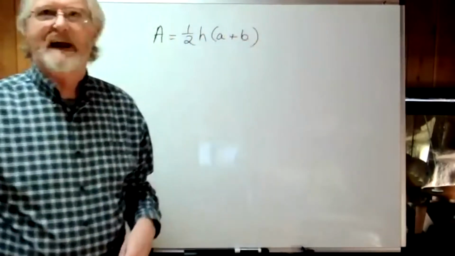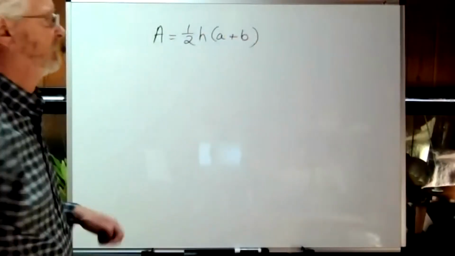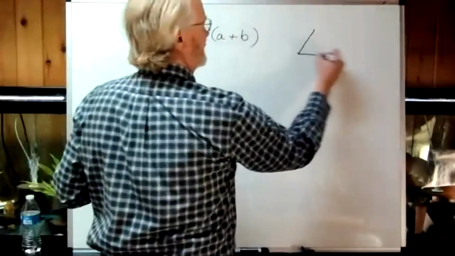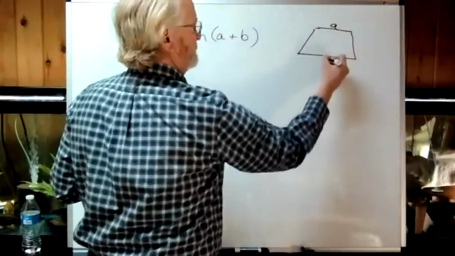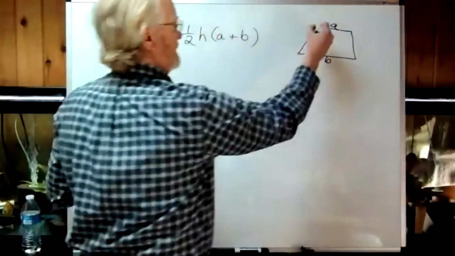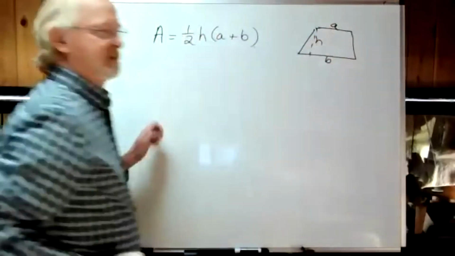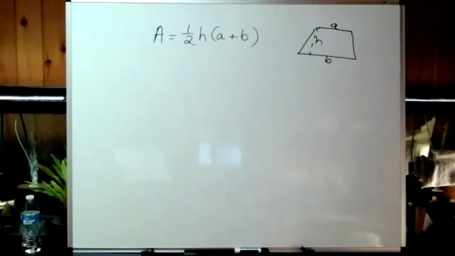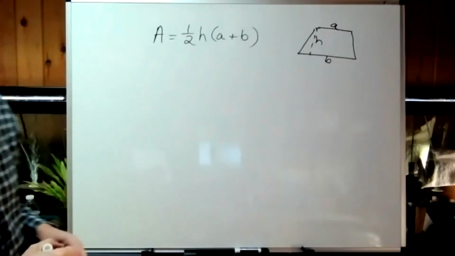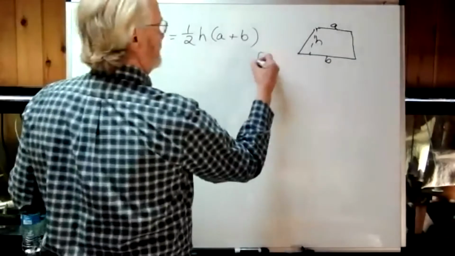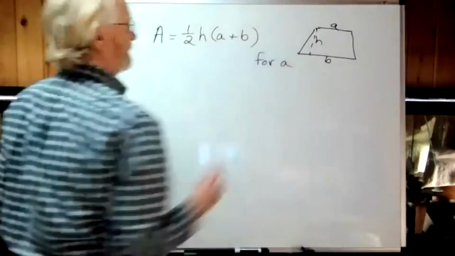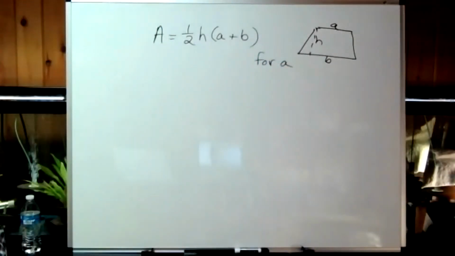This is actually the area of a trapezoid formula, where these are often called the bases, like A and B, the two parallel sides. But then, of course, there's that height dimension. We won't worry about where that formula comes from right now. But what if I wanted to solve this one for that little a? How do I go about doing that?